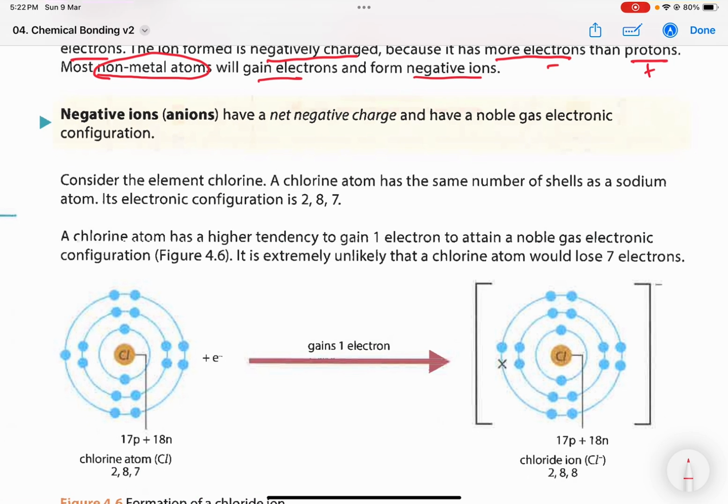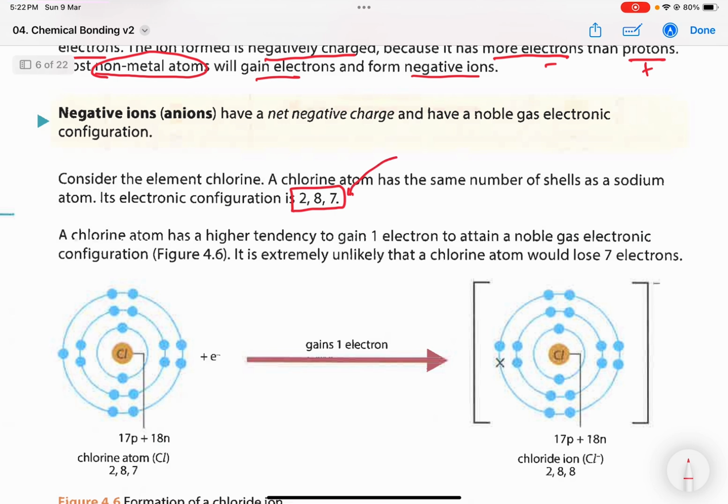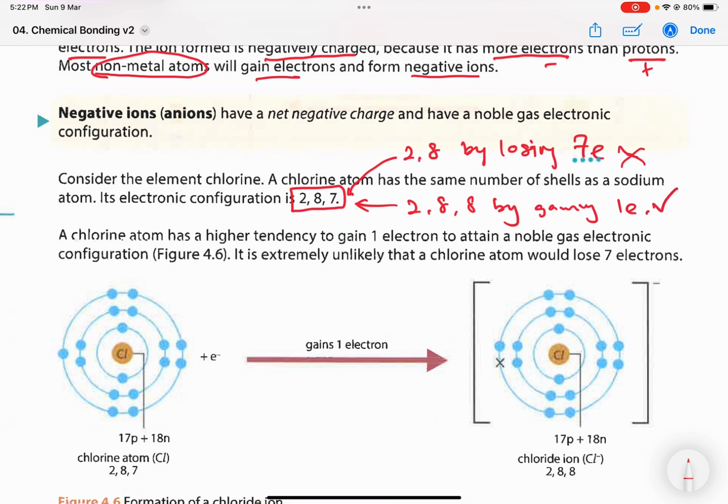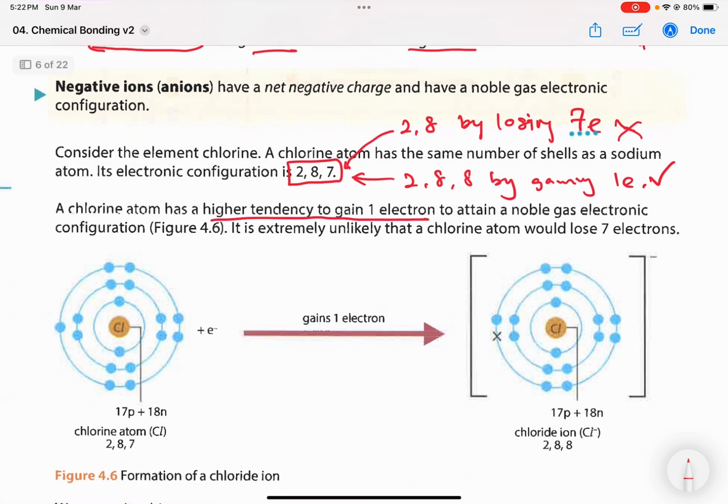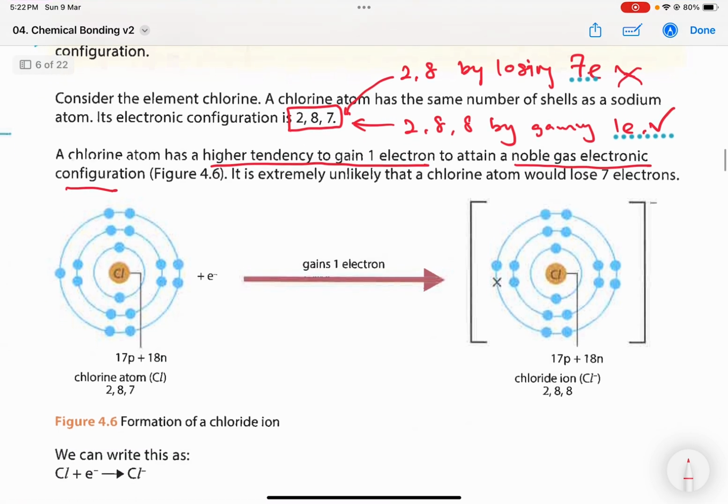Okay, so we look at chlorine as an example. So chlorine has an electronic configuration of 2,8,7. So there's 2 ways to form an octet. It's either become 2,8 by losing 7 electrons, or it can become 2,8,8 by gaining 1 electron. So which is easier? Obviously losing 7 is not easier, right? So chlorine has a higher tendency to gain 1 electron so that it can get a noble gas electronic configuration. So starting from 2,8,7, it will gain 1 electron, and that's why it will become 2,8,8.